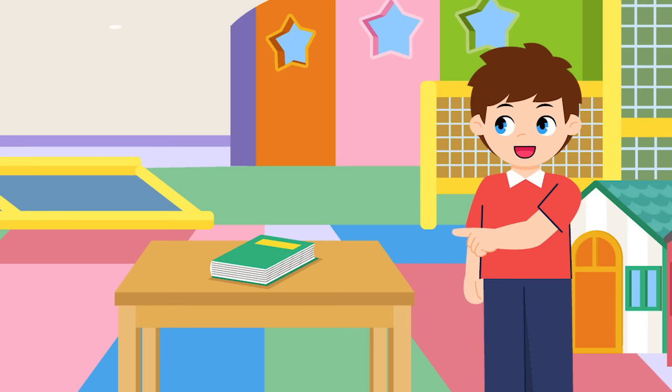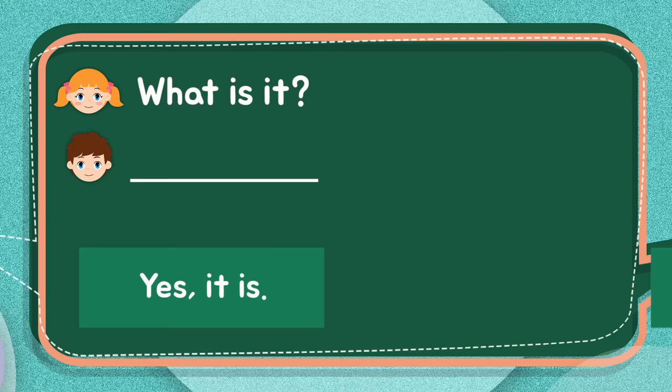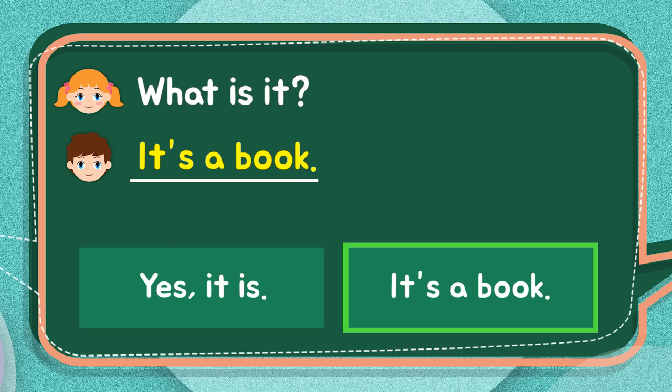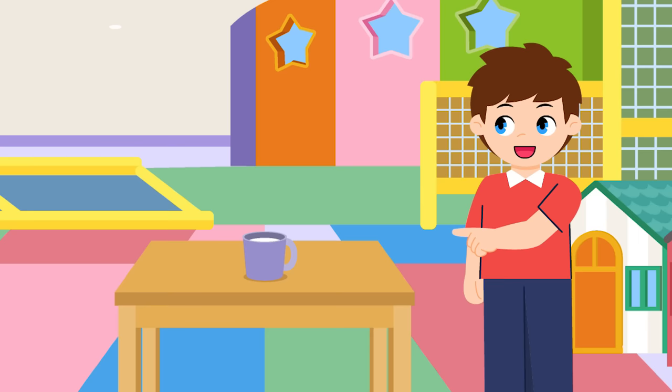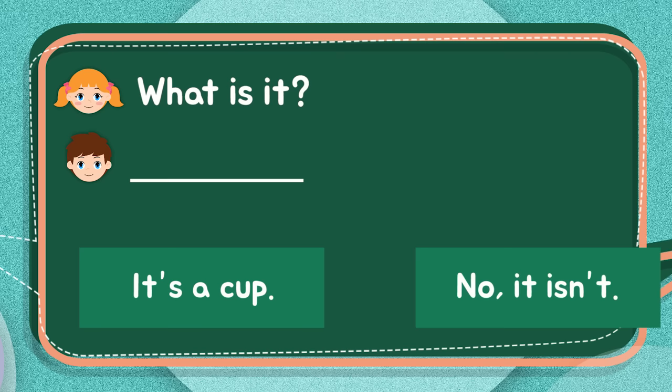What does Tom say? What is it? Yes, it is. It's a book. What does Tom say? What is it? It's a cup. No, it isn't.